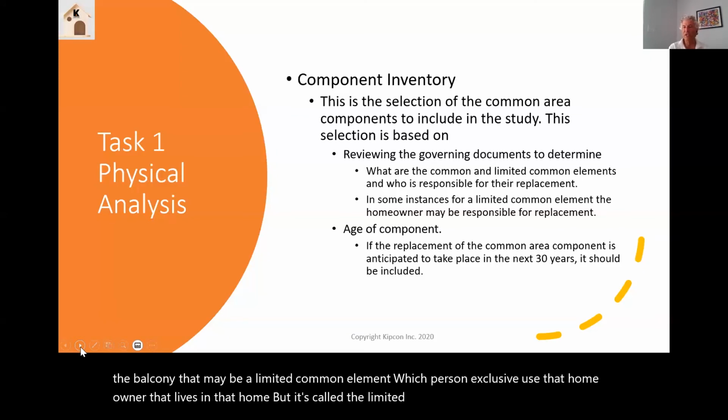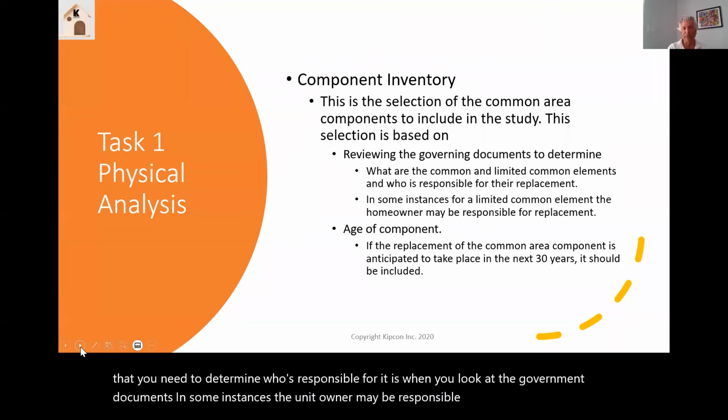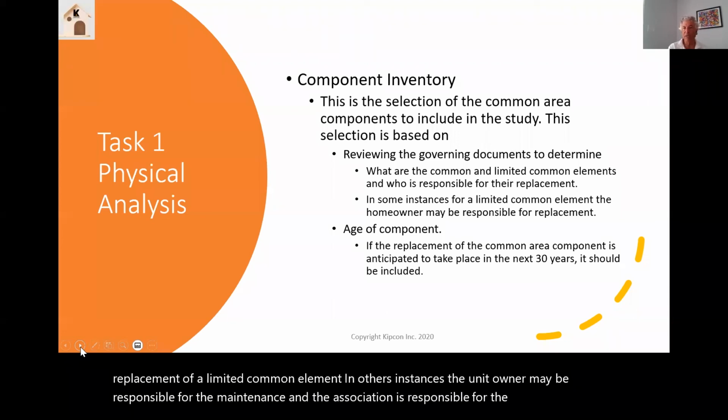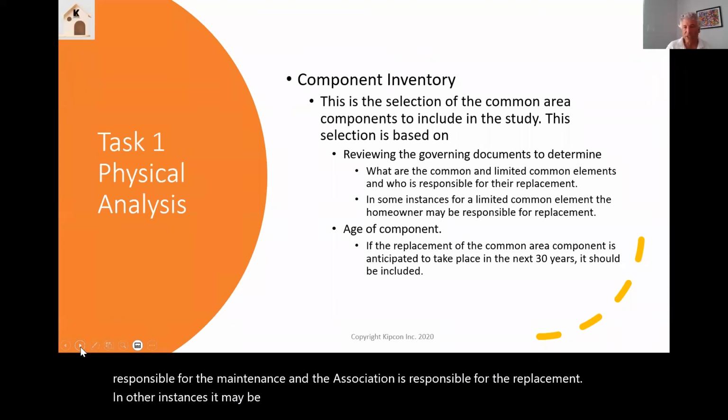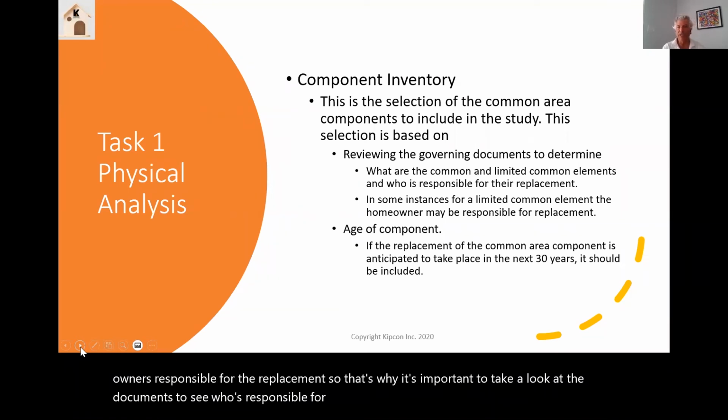The reason I say that you need to determine who's responsible for it is that when you look at the governing documents, in some instances the unit owner may be responsible for the maintenance and replacement of a limited common element. In other instances, the unit owner may be responsible for the maintenance and the association is responsible for the replacement. In other instances, the association may be responsible for the maintenance and the unit owner responsible for the replacement. So that's why it's important to take a look at the documents to see who's responsible for the replacement of that limited common element.